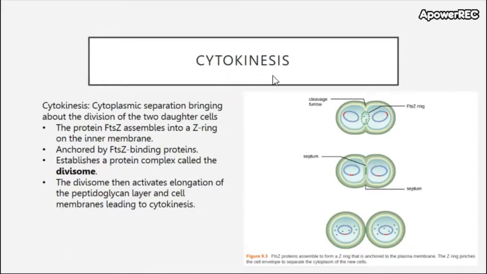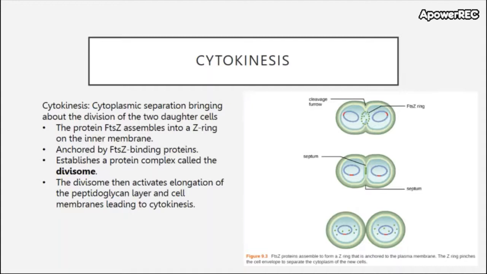The process of creating new cells is called cytokinesis. So this is the actual cytoplasmic separation. Remember, the cytoplasm is the solution inside of the cells. So cytoplasmic separation would be separated by this membrane here and cell wall that's created, bringing about the division of the two daughter cells.